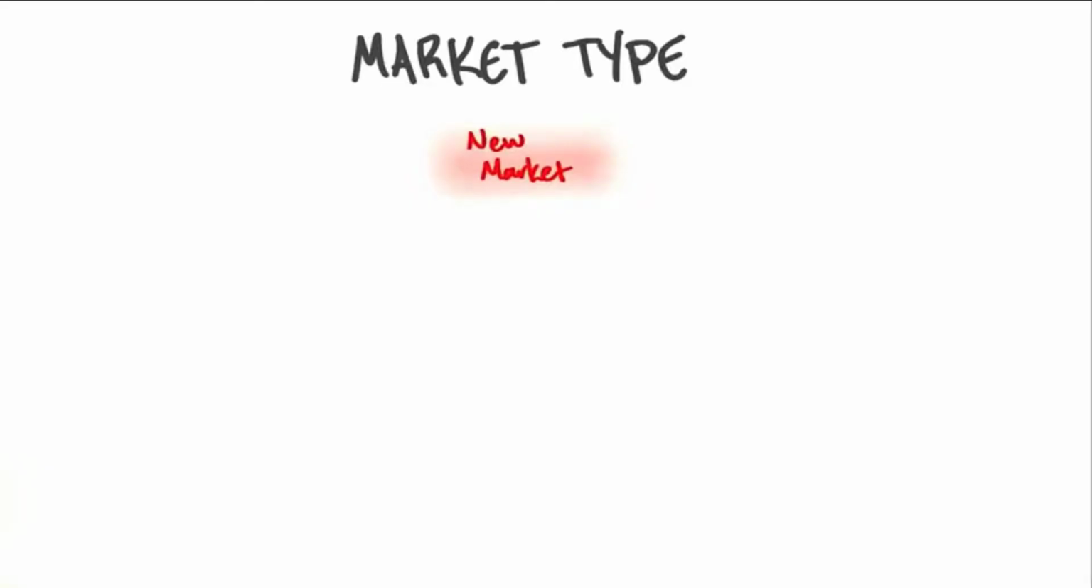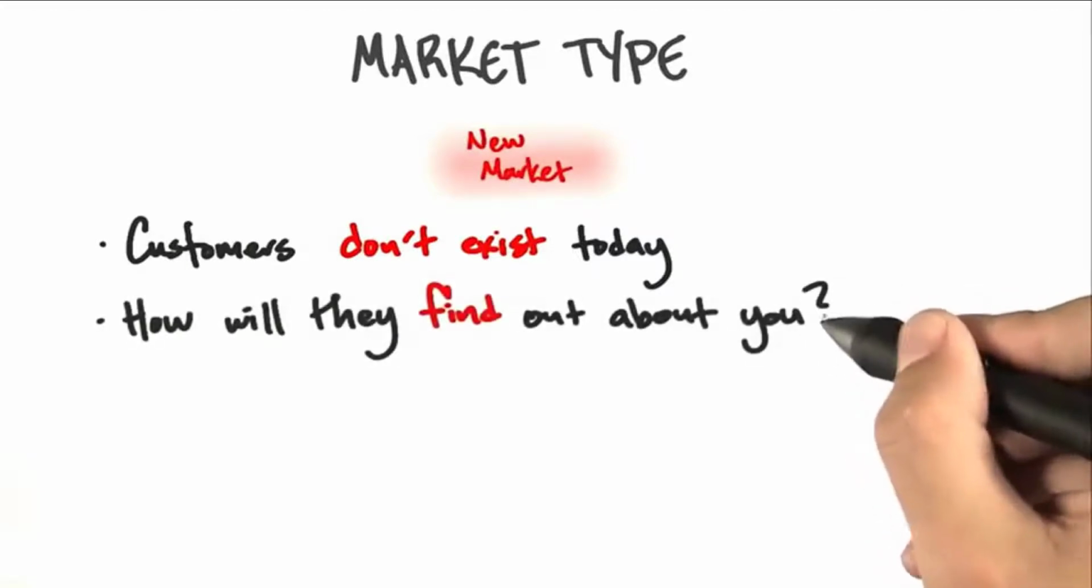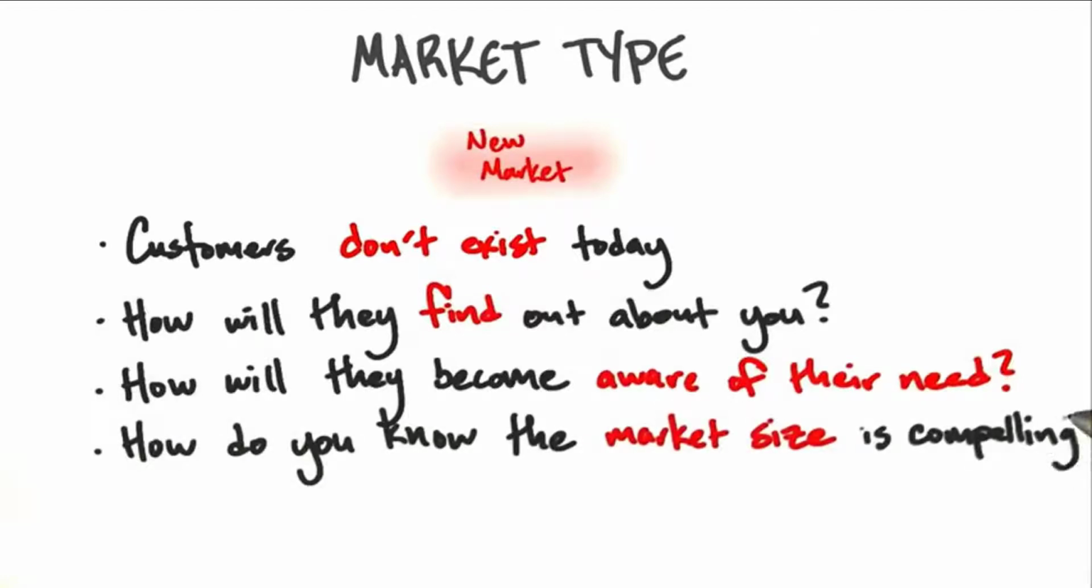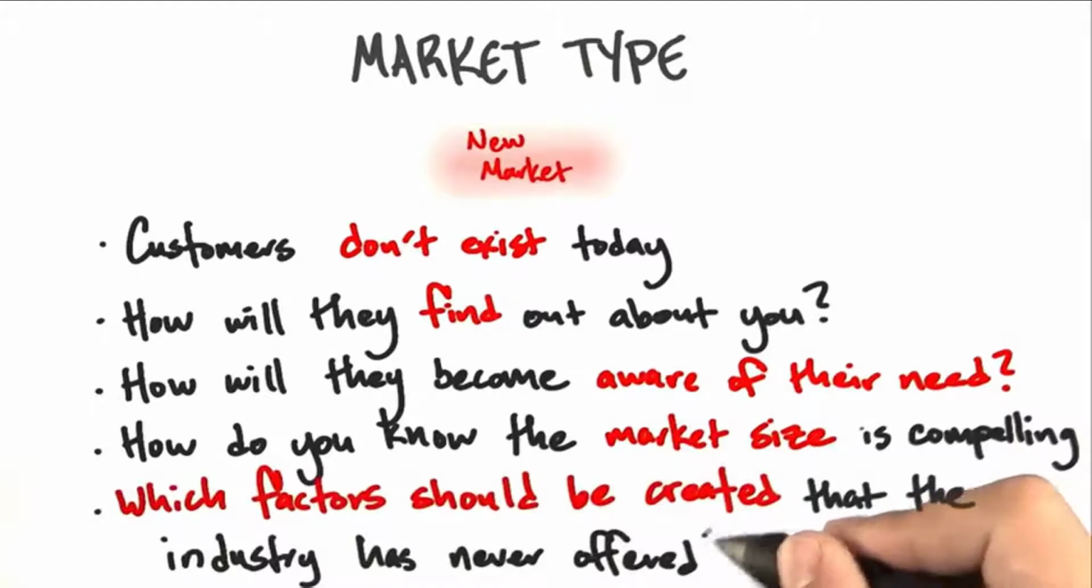Now, the next market type is a new market. Customers don't exist today. The real questions are, if they don't exist, how will anybody find out about you, and how will they even become aware that they need to be in this new market? And by the way, how do you know the market size of something that doesn't even exist today? The market size is 0. And what factors should you create that the industry has never offered?